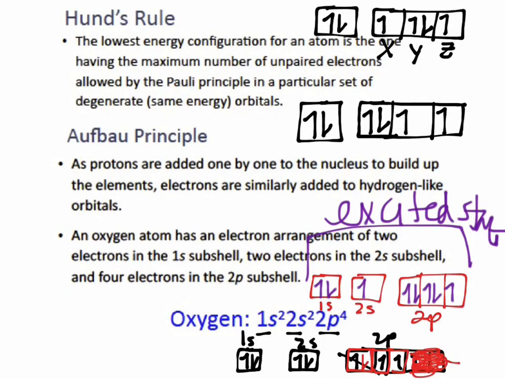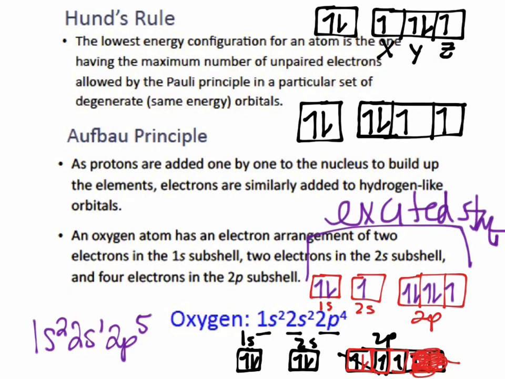So they might say, here is your electron configuration for oxygen, 1s2, 2s1, 2p5. What type of state is that? That would be an excited state, versus the ground state, which does not break any rules. Questions on that? If you do not remember those rules, you need to go back and study them.